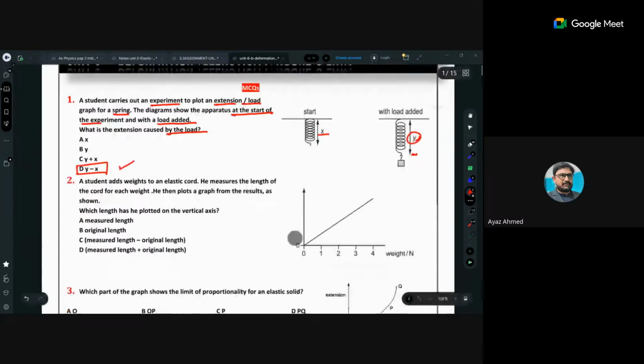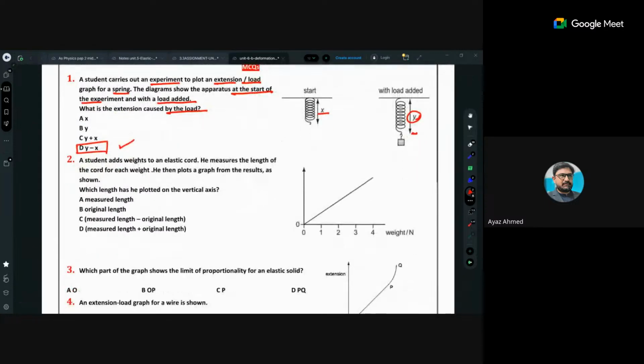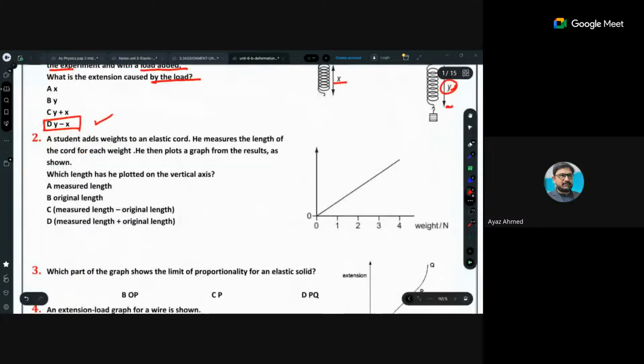Got it? Yes, sir. Then a student adds a load to an elastic cord. He measures the length of the cord for each weight. Then he plots the graph from the result as shown. Which length has been plotted on the vertical axis? This is the load, and which length is on that side: initial length, final length, or changed length, whatever. So what's your idea? Mira, did you go through this topic?